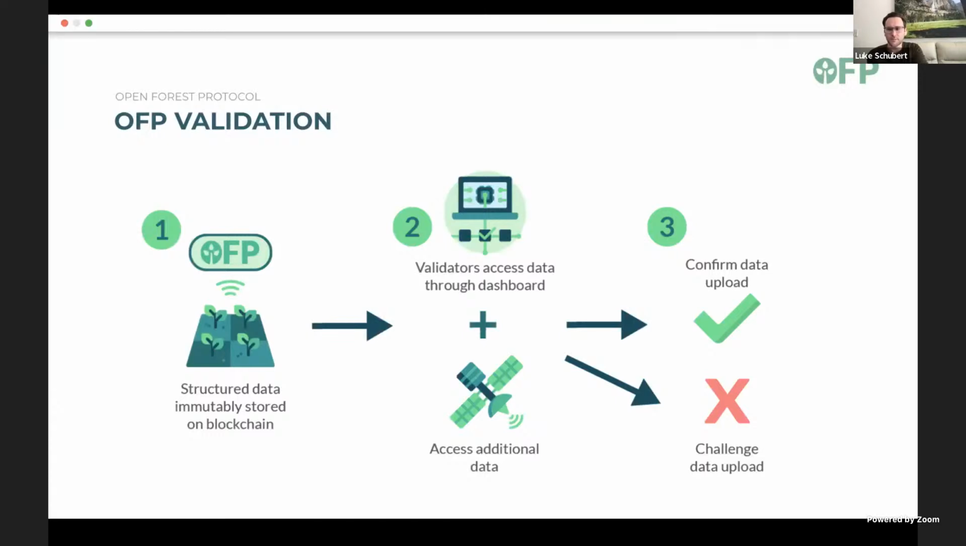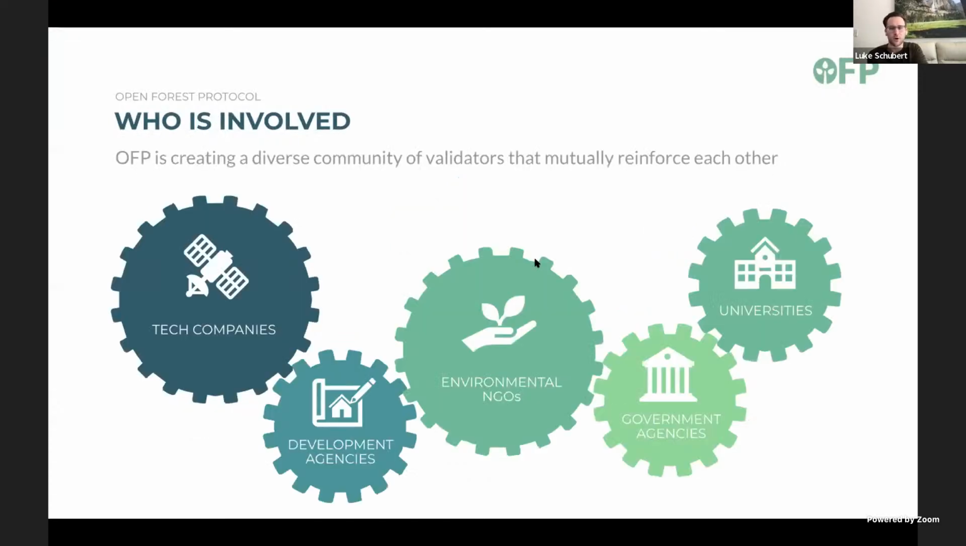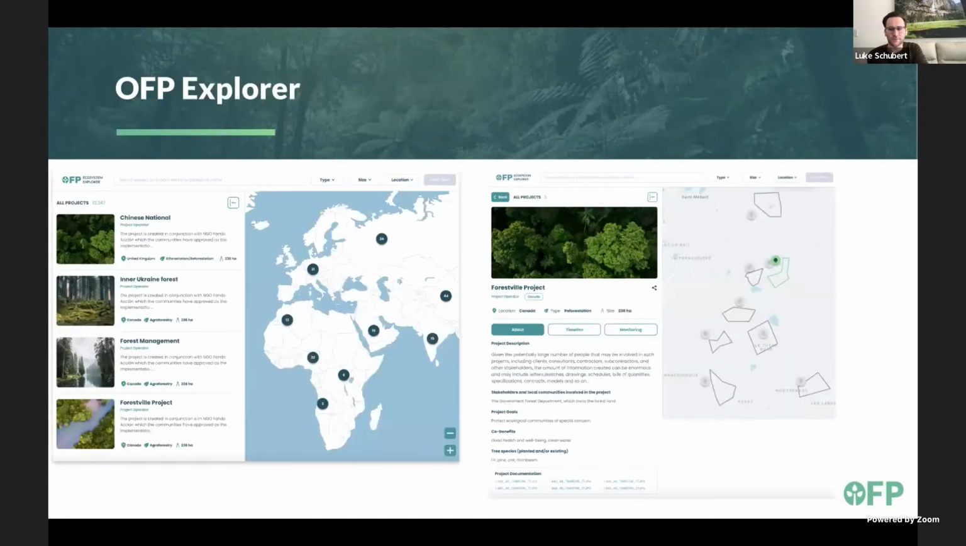We can go through this, but I see we've got about just 5 more minutes, so I'll rush through some of what we're doing right now. Some of our new products coming out is an Explorer. These are just some early mock-ups of what we're building right there.